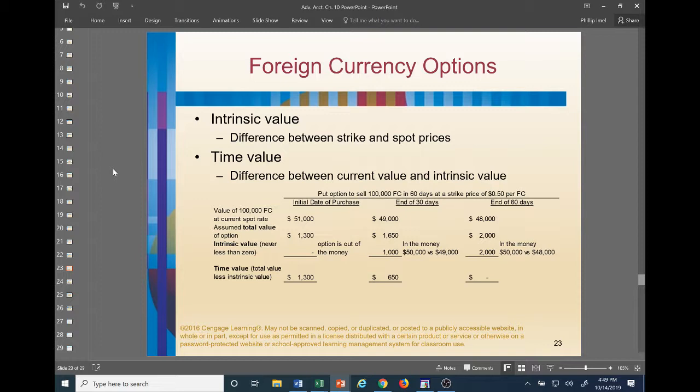And once again, as we said before, the difference between the strike and spot prices at any point in time measures the intrinsic value of the option. So changes in spot prices will change the intrinsic value of the option. Now, changes in the length of the remaining forward period will affect the time value of the option. So the time value is measured as the difference between an option's current value and its intrinsic value.